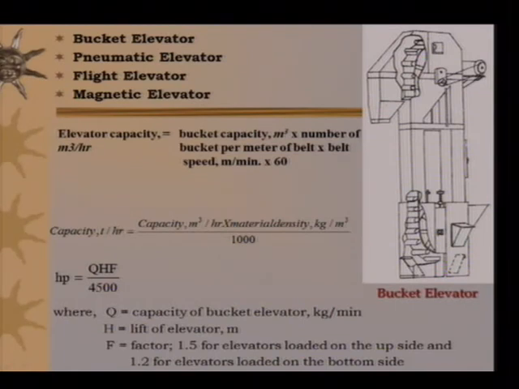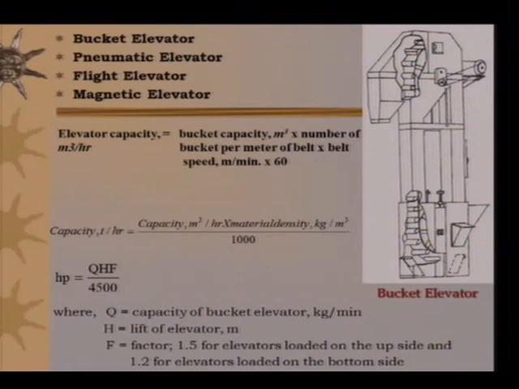Now here, the elevator capacity in meter cube per hour can be calculated as bucket capacity in meter cube into number of buckets per meter length of the belt into belt speed in meters per minute into 60. As you see on your monitors, the capacity can also be calculated in tons per hour as capacity in meter cube per hour into material density. Material density means bulk density. For paddy it can be taken as about 600 kg per meter cube, and for other materials the density varies, divided by 1000.